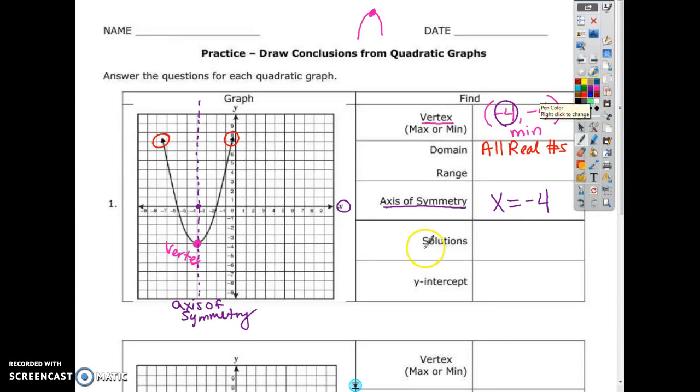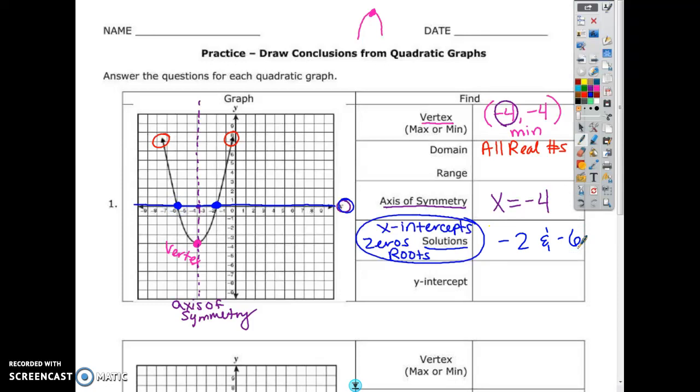The next easy one is solutions. Those are found on the x-axis as well. Okay? It's where they cross on the x-axis. That's why they're also called the x-intercepts. They have a lot of names. So if they ask you for solutions, those are the x-intercepts. They're also called the zeros or the roots. So any of these vocabulary words mean the same thing. It's where they cross on the x-axis. So for instance, this would be at negative 2 and negative 6. Okay?